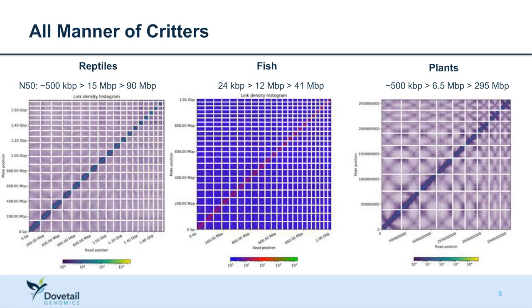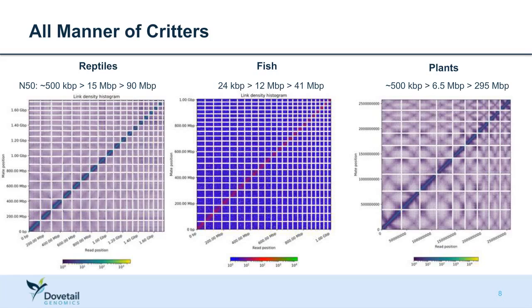And for the fish, it was 24 kilobases for the starting assembly. It's a little more fragmented in this case. The data wasn't as easy, but Chicago actually saved that, because we could bridge this 24 kb for the fish.